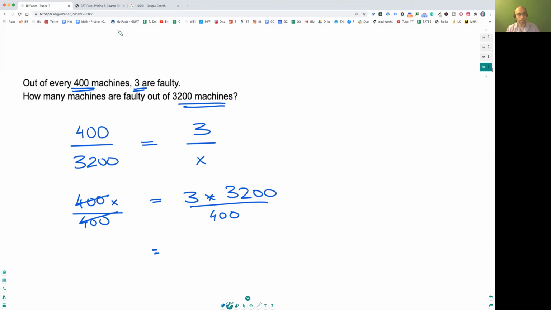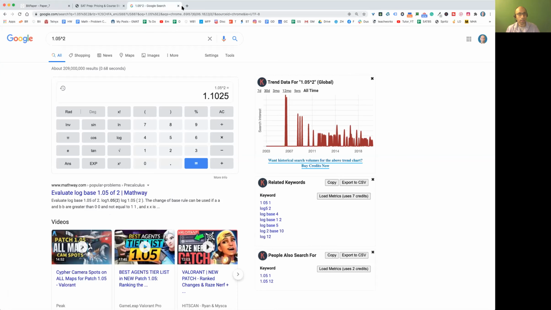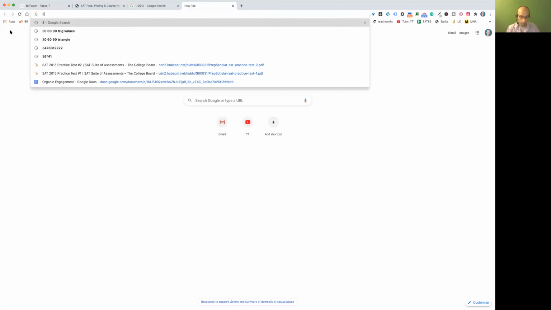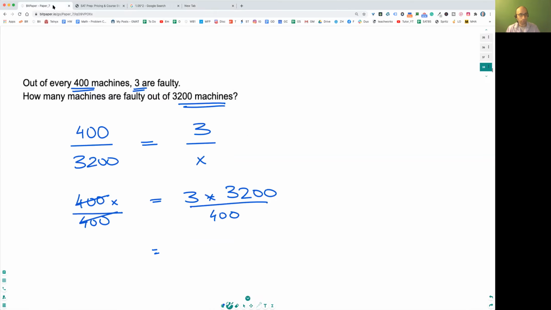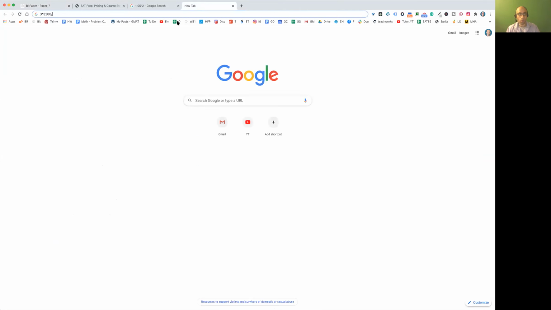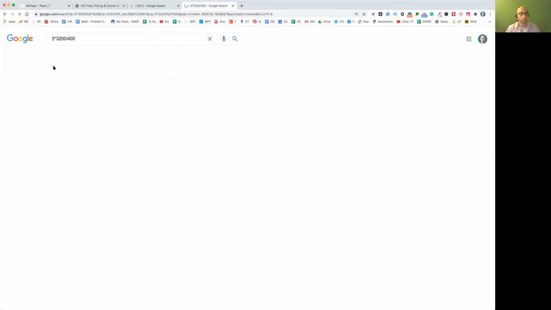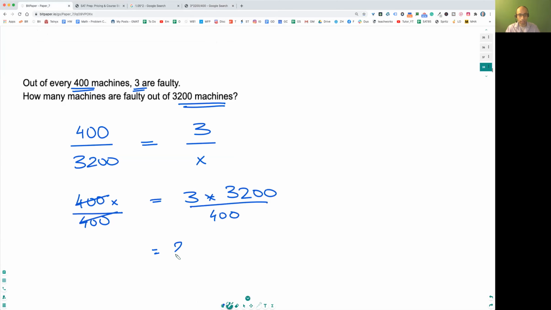Let's see what this answer is. 3 times 3200 over 400. So the answer here is 24. Very good, Damien, very good, Greenlee. Many of you are solving this. Now I'm going to give you a very similar problem and see if you can solve it. Let's see how you do on this one.